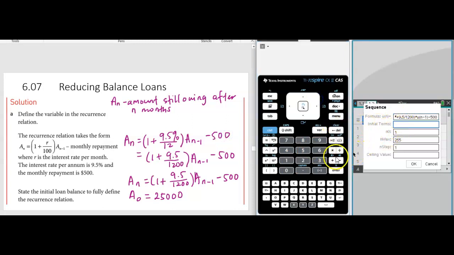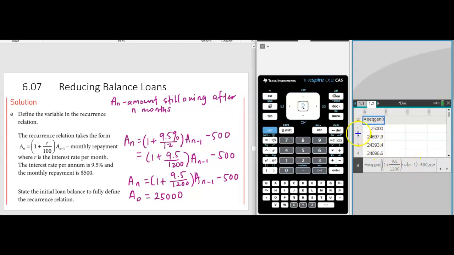and your initial term being 25,000. Then I just click OK. Do take note, your calculator starts with row 1, but your question starts with A_0. So row 1 in the calculator is actually A_0, and when you go to the second row, it's your A_1 value. So you want to find A_24. In your calculator, you go to row 25. So this is your answer.